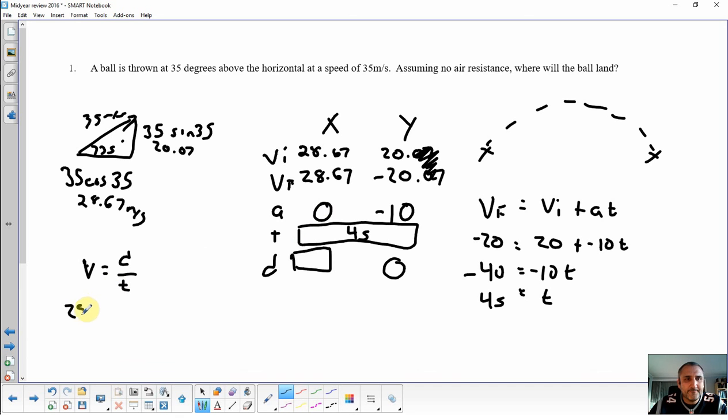So 28.67 equals displacement, which is what we're looking for, over time, which is 4 seconds. And if you multiply both sides by 4, you will get the displacement. 4 times 28.67 should give us a displacement in the x of, I had it and I lost it. Where did you go? 114.68 meters.